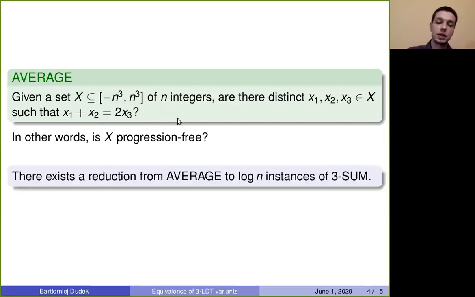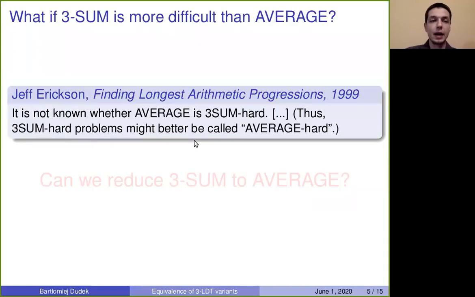We know that there exists a reduction from average to log n instances of free-sum. So this gives us that average is not more difficult than free-sum. It even seems that average is easier than free-sum, because we can solve average with free-sum. And what if indeed free-sum is more difficult than average?